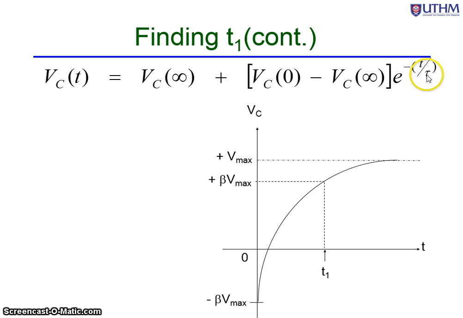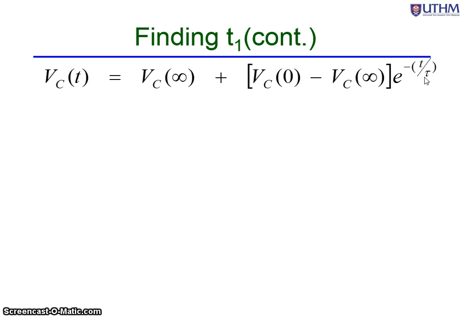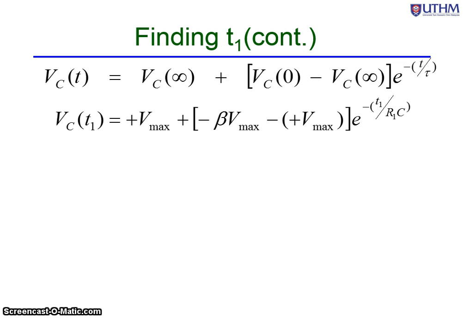Tau is the time constant, which for the charging will be R1C. So put everything into the equation. VC at time t, VC infinity is Vmax, VC at 0 is minus beta Vmax, minus VC infinity is minus Vmax, e to the minus T1 over tau1, which is R1C. We are going to find T1.